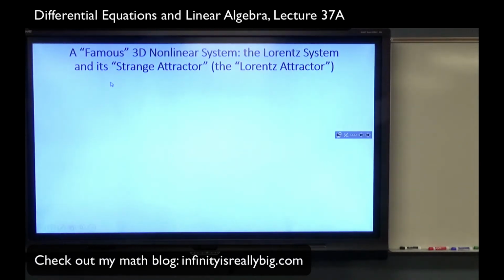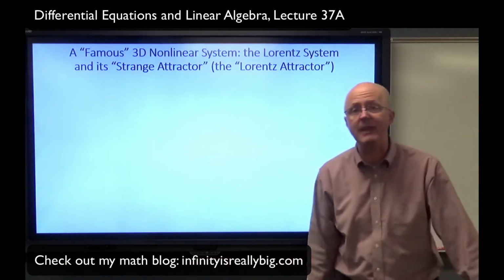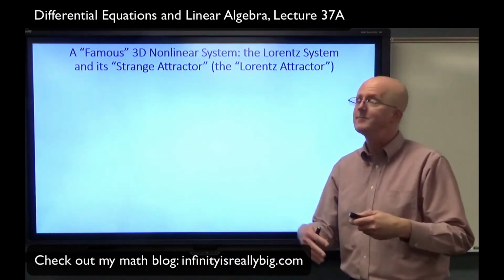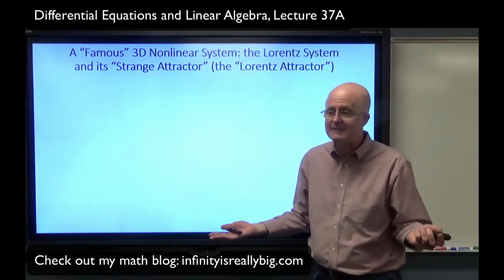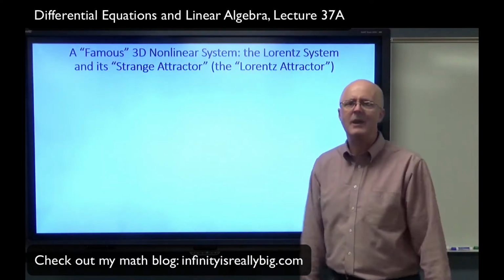A famous 3-dimensional nonlinear system called the Lorenz System, and its strange attractor called the Lorenz Attractor. What a strange sounding topic this is. This is actually very famous. This system was discovered by a person named Lorenz back in the 1960s, I believe. Who was Lorenz? He was a meteorologist.